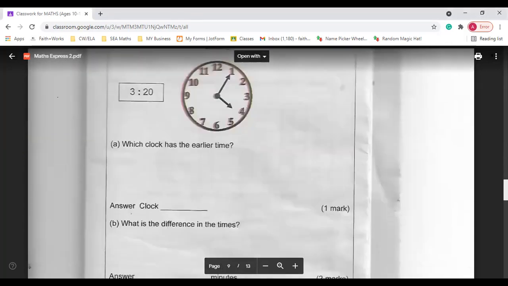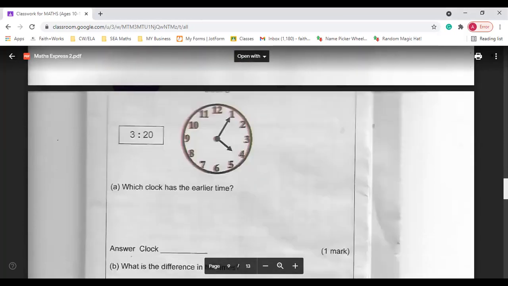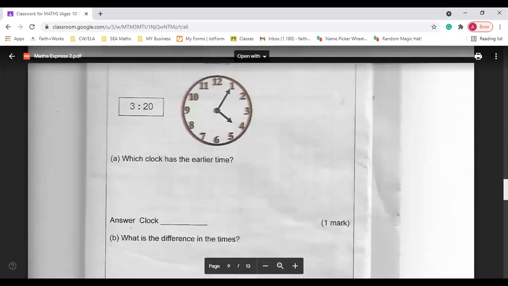All right, let's go to 31 here. 31 states, which clock has the earlier time? Let's look at times on the clock.